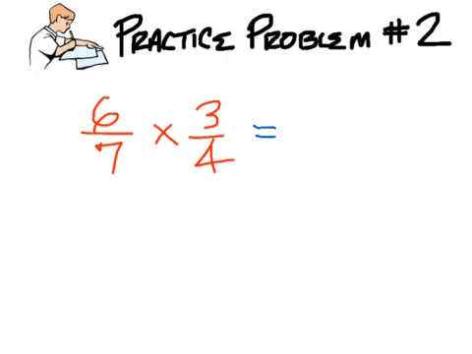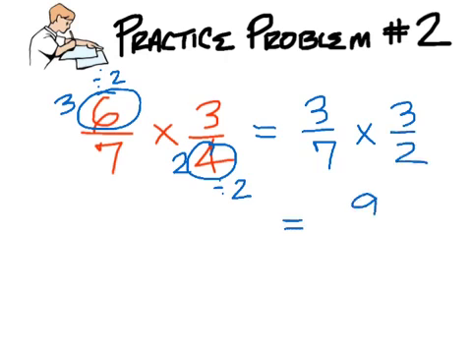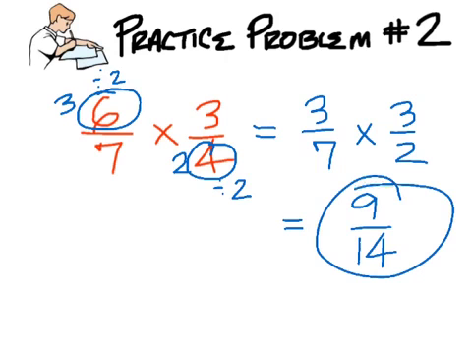On the practice problem, here's another trick you can use. You have 4 and 6. They're not the same number, but can you think of a number that goes into both of them? 2. So if I divide both by 2, then I'm left with a 3 and a 2. So your problem now is 3 over 7 times 3 over 2. And that would be 9 over 14.